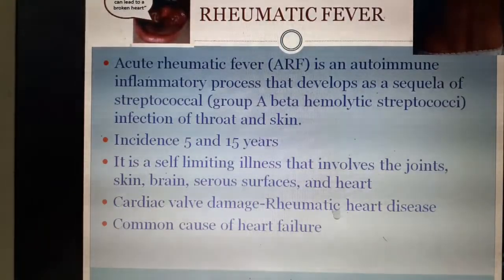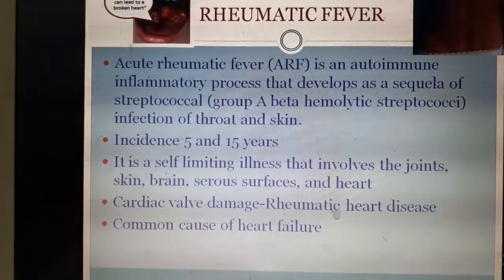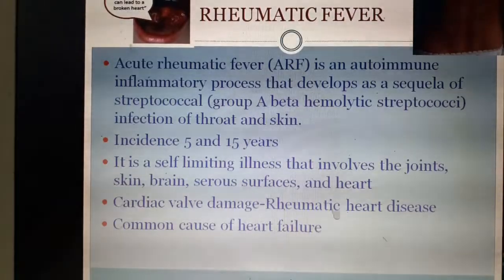Rheumatic fever, or acute rheumatic fever, is an autoimmune inflammatory process that develops as a sequelae of streptococcal infection of the throat and skin. As a result of group A beta hemolytic streptococci, the main causative organism causing throat or skin infections, they can have rheumatic fever following this infection.